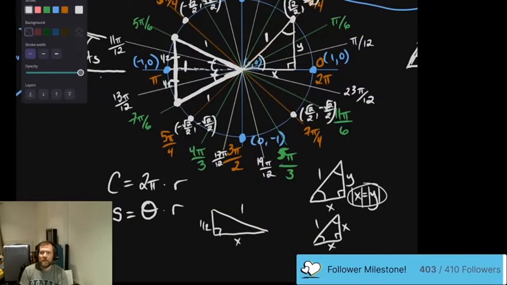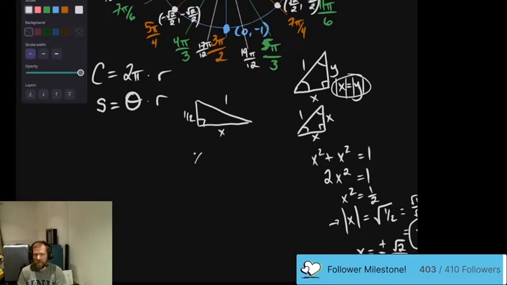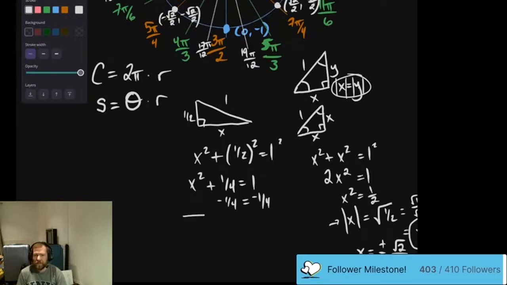And we say, all right, here we have x squared plus 1/2 squared is equal to 1 squared, which is just 1 again. I guess I didn't do that over there, but you get the idea. X squared plus 1/4 is equal to 1. Subtract 1/4 from either side using my patented method here of subtracting or adding equations.